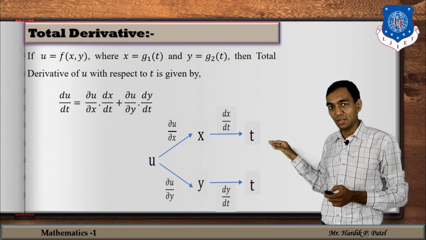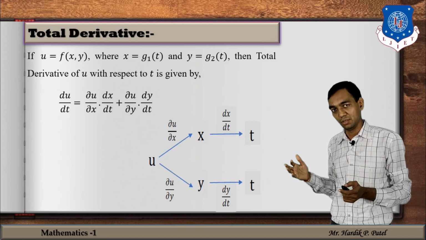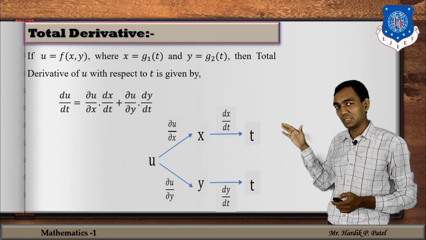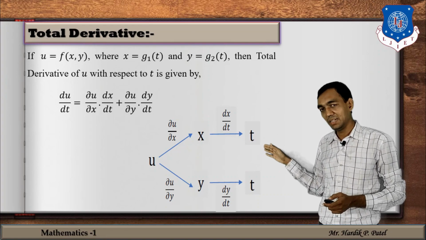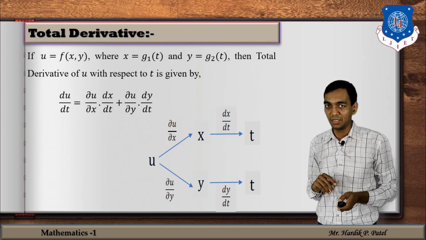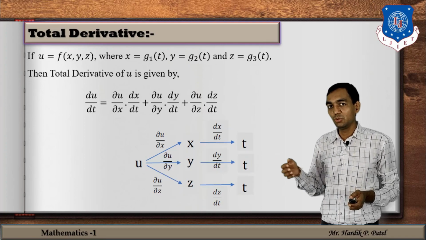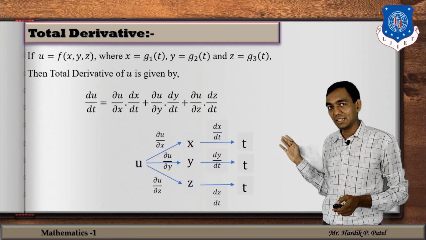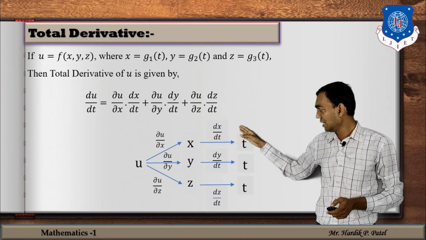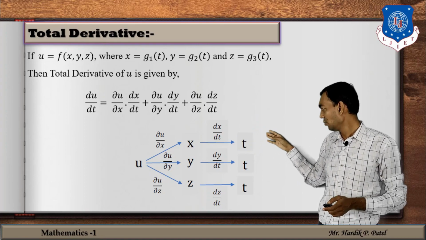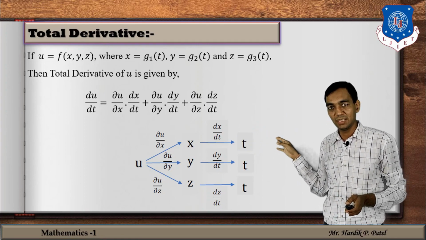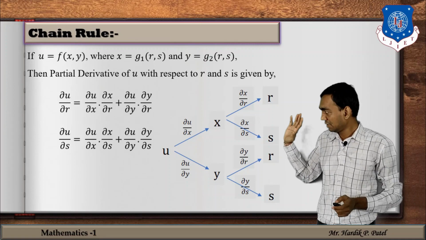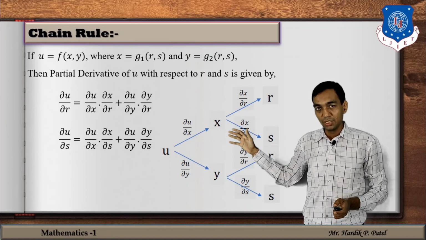And whatever paths you have which are going on to t, you have to add them all. Okay, so here we have two different paths, so we are going to add them both. So first you will have del u by del x into dx by dt plus del u by del y into dy by dt. Instead of two variables, suppose u is a function of three variables x, y and z, then you again apply the same process, and that will give you du by dt as del u by del x into dx by dt plus del u by del y into dy by dt plus del u by del z into dz by dt. Okay. Now that is a total derivative. Now we are going with a chain rule.